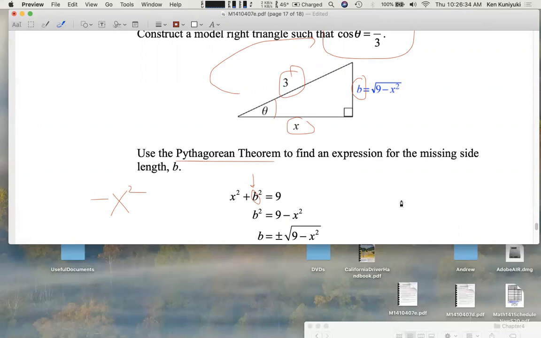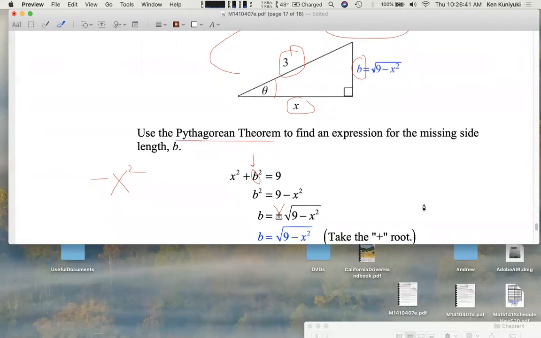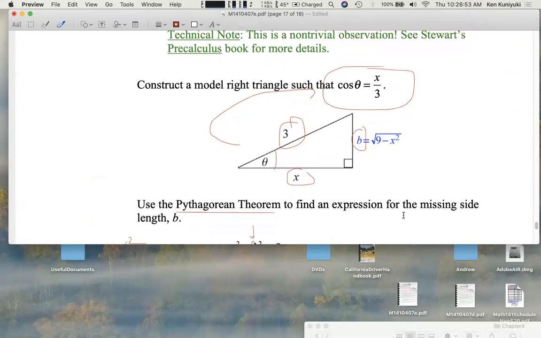And then, when applying this method, it turns out that we can delete the plus minus symbol. You can analyze various cases to see why that's true. Here, we assume that theta was acute for our right triangle model, but it turns out that our right triangle model will work even if theta is not acute.